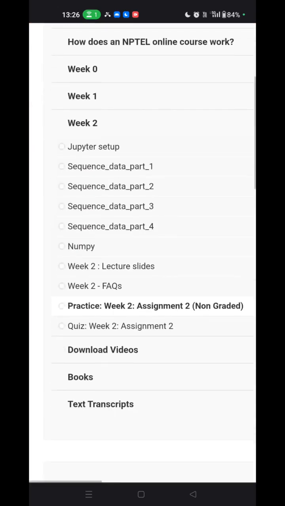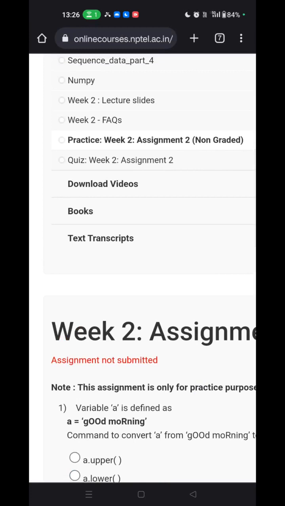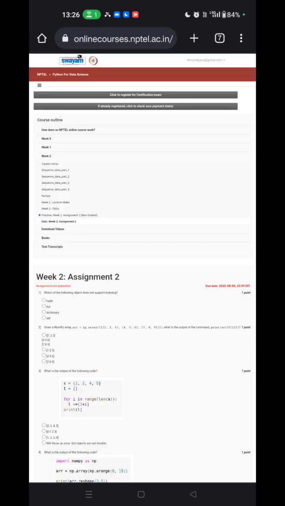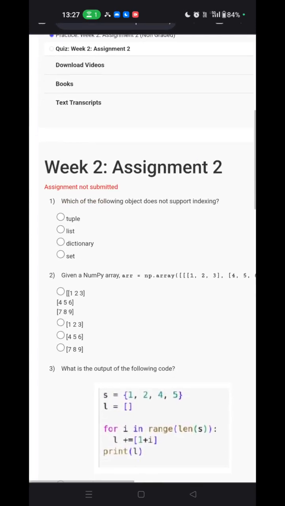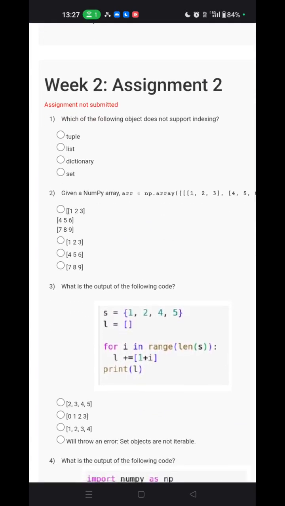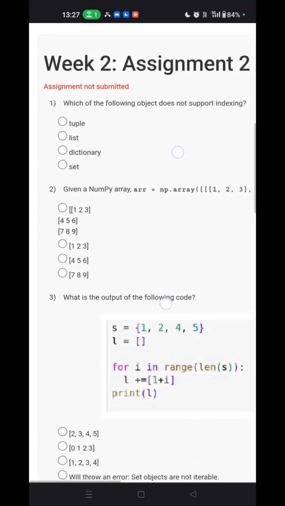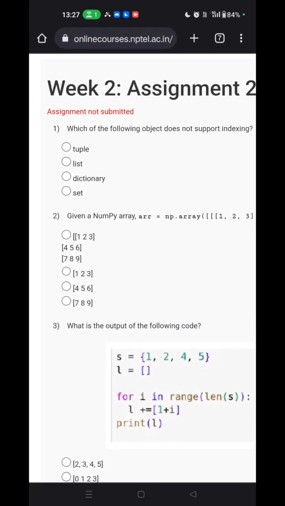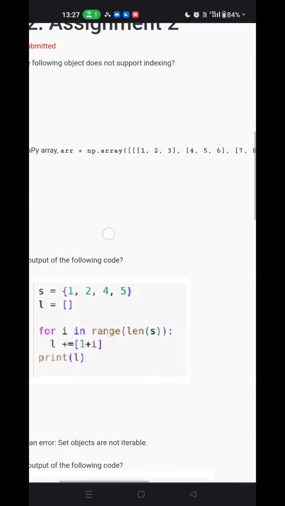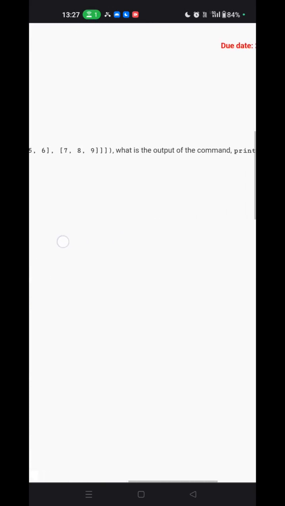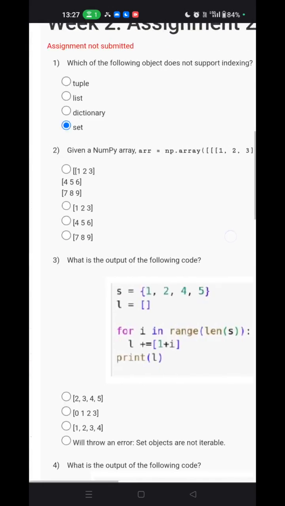Okay, now the fourth one we will check here. Now we will go to the check here, and here which of the following object does not support indexing? This is a very common question. Okay, set, and numpy, you can use numpy. We will send the solutions of the problem. Okay, so if you will solve the second, then you will get 4 5 6.